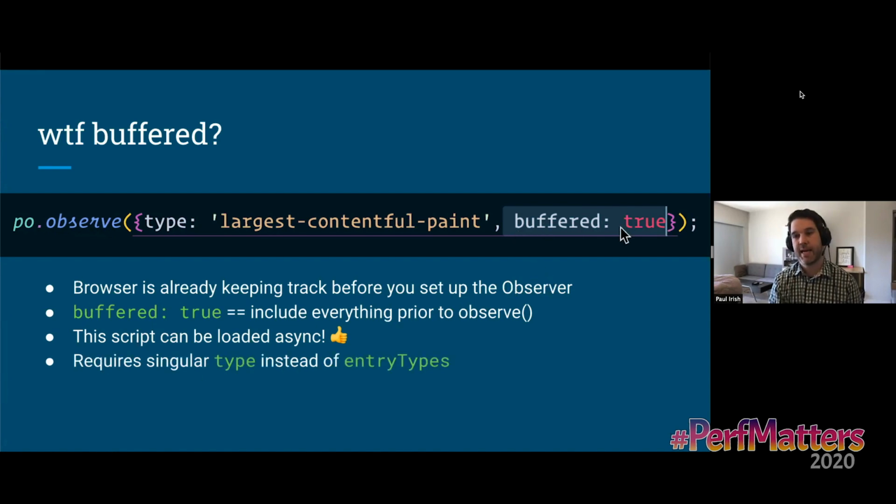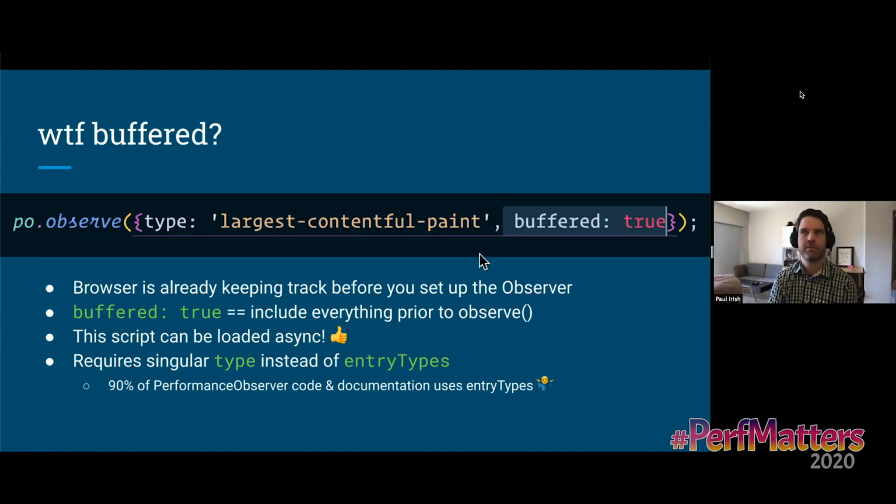And one thing is that if you're using this, you have to use type. Most of the performance observer code that you're going to see out there, like 90% of the code you see on the web, says entryTypes, and it's an array. So it'd be like an array of largest-contentful-paint and resource. The entryTypes array is fine, but it doesn't work with buffered. And if you try it, the console will actually give you a warning, so you're not totally in the dark there. But just want to call that out.